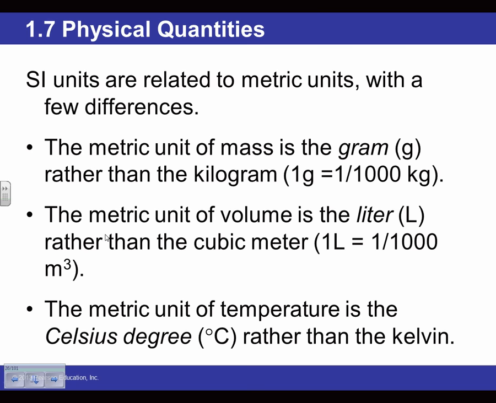And lastly, the metric unit of temperature is the Celsius rather than Kelvin. And how that is converted will be shown in a later slide. But essentially, to go from Celsius to Kelvin, you add 273 to the degrees Celsius to yield the Kelvin measurement. And that's how you get that.